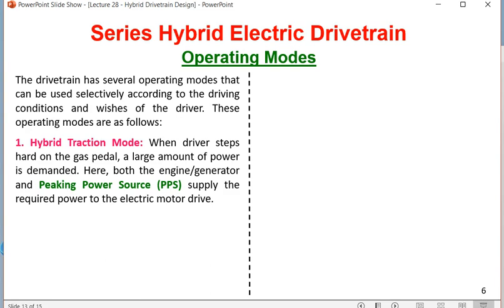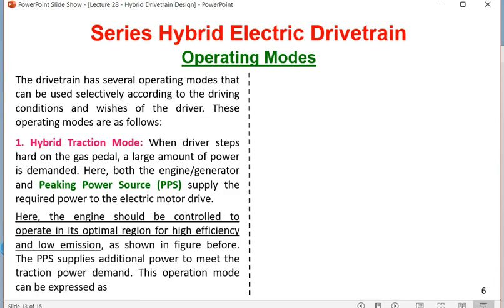So the primary source is nothing but the engine generator stage, which is given by E/G. The secondary thing is called not battery, but it's called a PPS. So the different combinations of engine generator and the PPS are what actually decide the different operating modes for the series hybrid electric drivetrain. So it totally depends on the driver, the driving condition and the wishes of the driver. We are going to see what the different operating modes are.